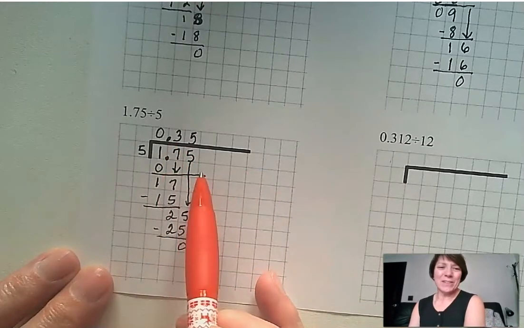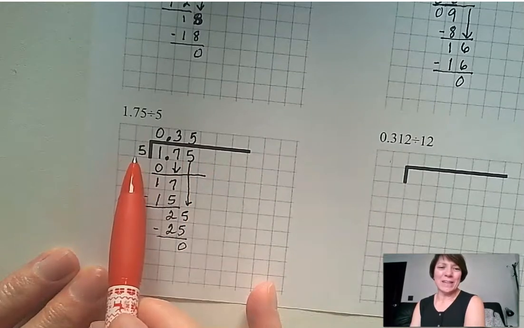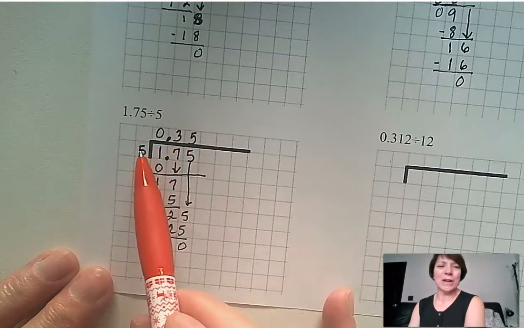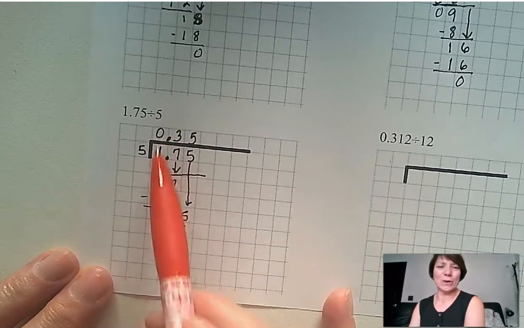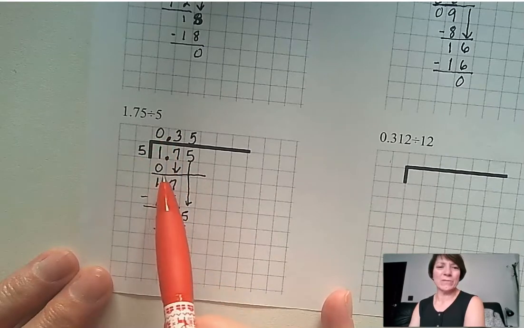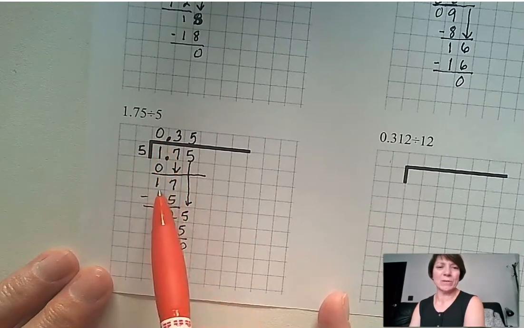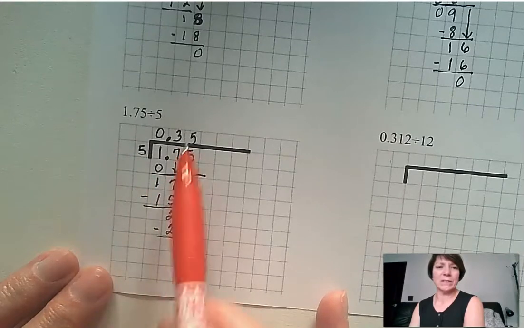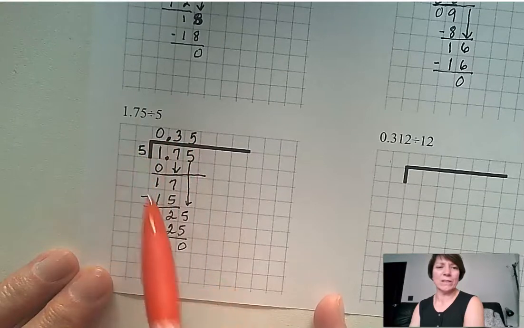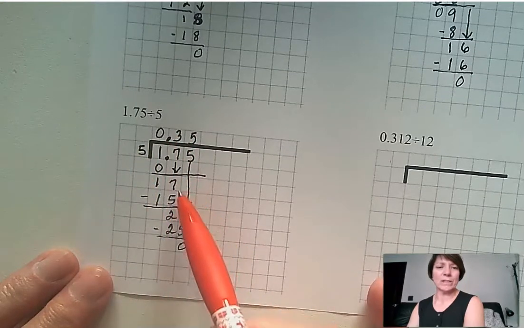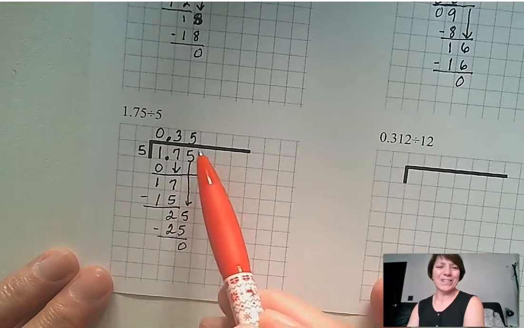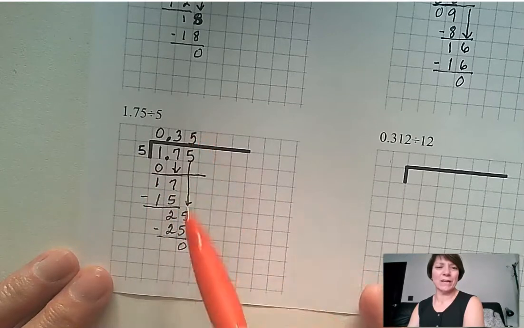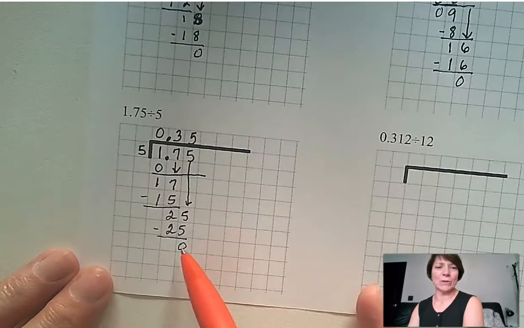We're going to take 1 and 75/100ths, put that in our house, with 5 outside the house to divide into 1 and 75/100ths, and raise that decimal point to the roof. 5 can't go into 1 at all, so we put a 0 above the 1. 0 times 5 is 0, so we subtract. 1 minus 0 is 1. Bring down the next digit, 7. 5 divides into 17 3 times. 3 times 5 is 15. Going to subtract. 17 minus 15 is 2. Bring down our next digit, 5. 5 divides into 25 5 times. 25 minus 25 is 0.